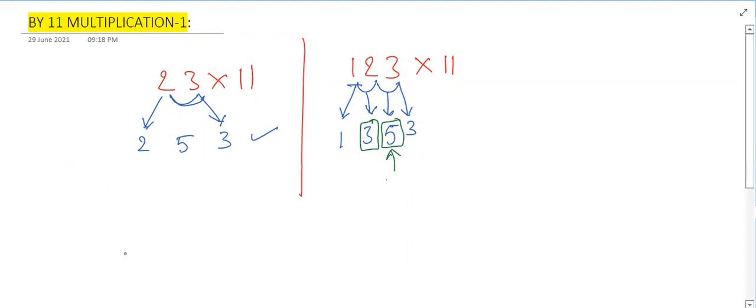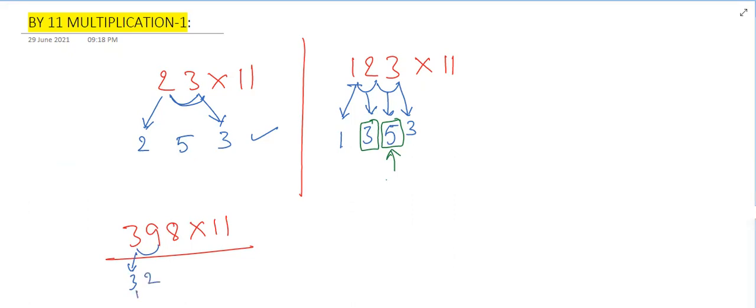See that thing also. Suppose the question is 398 into 11. First take 3 as it is. 3 plus 9 is how much? 12. 12 means 1 will be carried over and 2 here. Again 9 plus 8 is? 17. Again 1 will be carried over, 7 here. And don't forget to write the last digit as it is again. Now the answer is 4378. Okay.